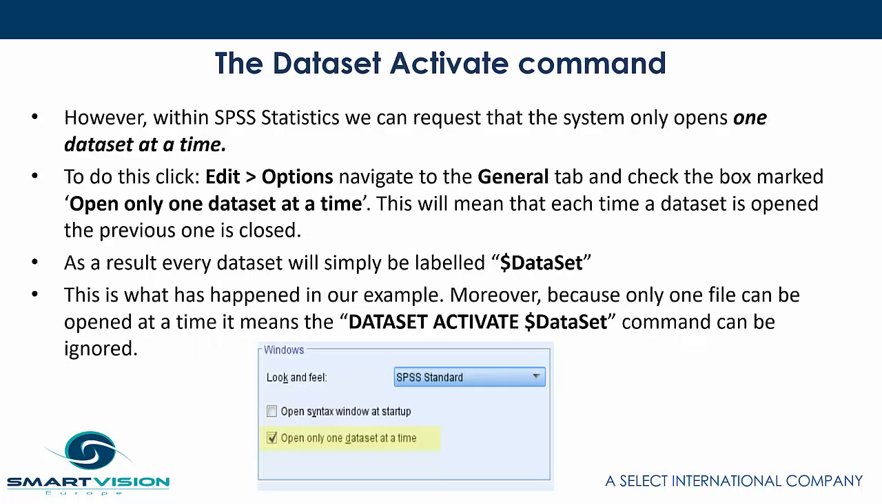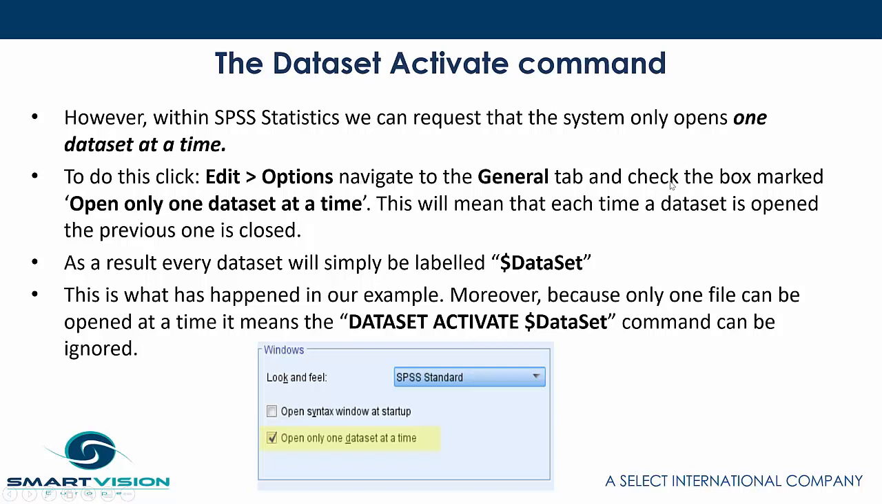Except in our case, it just said dataset and not dataset 1. So what's going on there? Well, the fact is that we can ask SPSS Statistics to open only one dataset at a time, and that's what I've done. And you can do that by going to the edit menu in SPSS, if you're not familiar with this, and going to the options item right at the bottom.